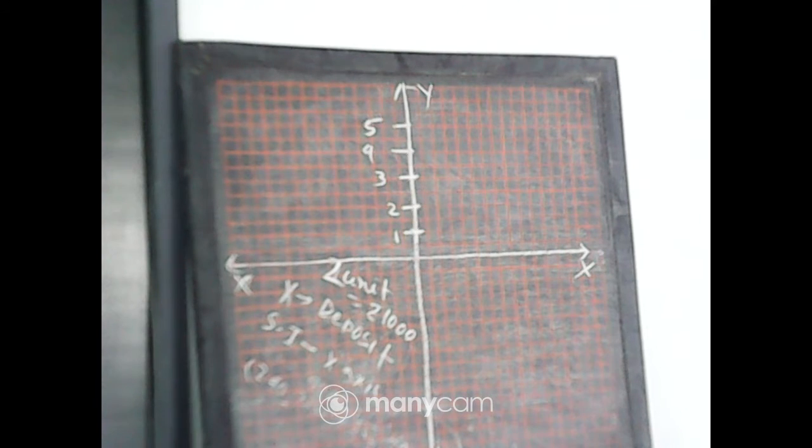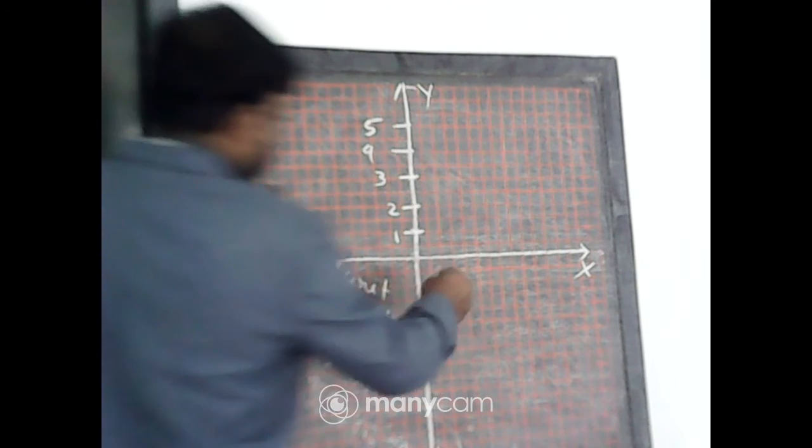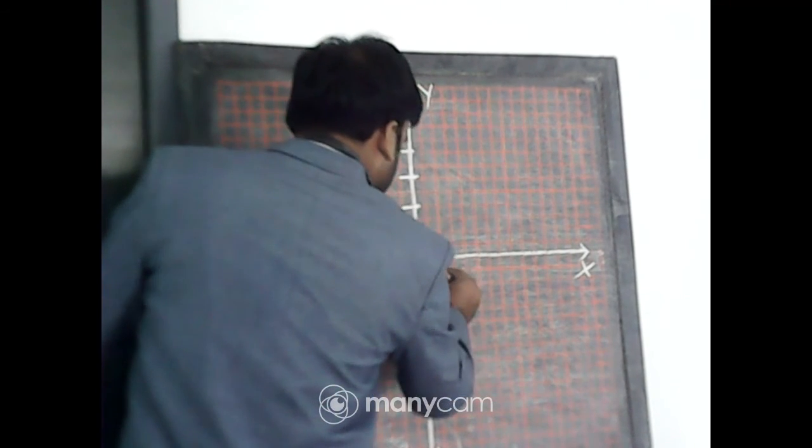Look at the board. 80, 160, 240, 320, 400. All of them have the same difference between two consecutive values. See, 80, 80, 80, and 80. 5 units equal to 80. Here also I am taking the unit as 80.